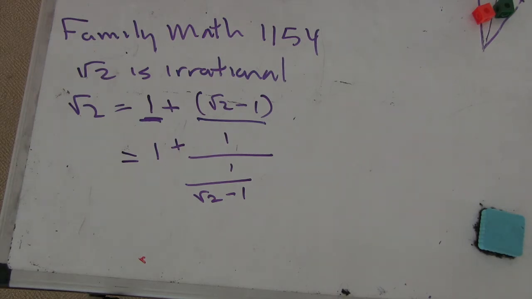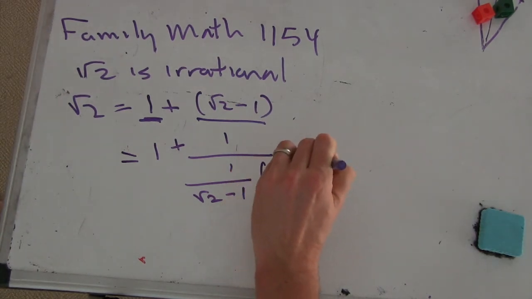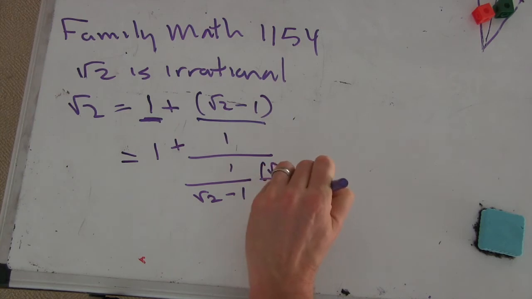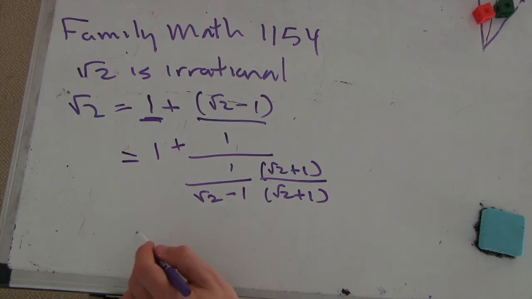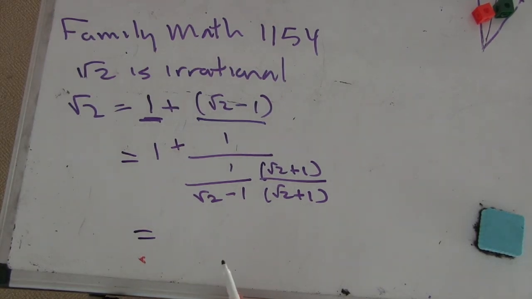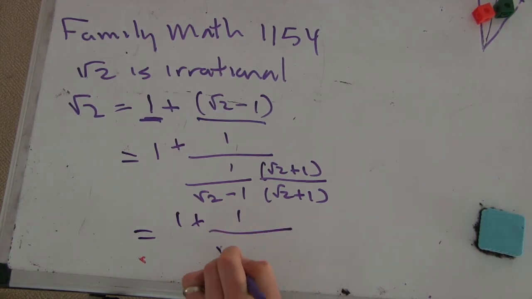If we tried maybe to rationalize the denominator by multiplying by root 2 plus 1 over root 2 plus 1. Okay. Yeah, by a convenient form of 1. We get root 2 plus 1 on the top over the difference of squares, so 1 on the bottom. So this now becomes, am I on camera there? Yep. 1 plus 1 over, this just becomes 1 over root 2 plus 1. So now that's interesting.